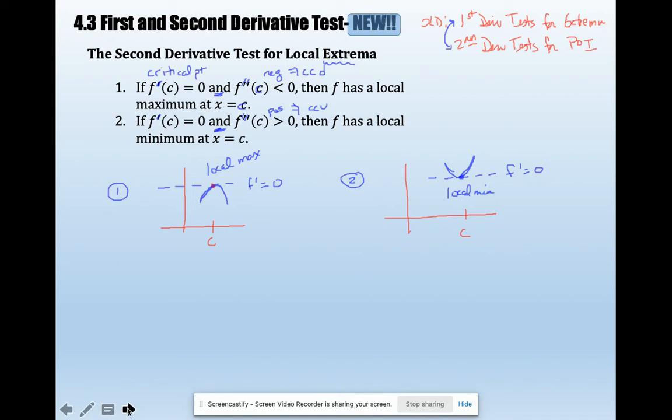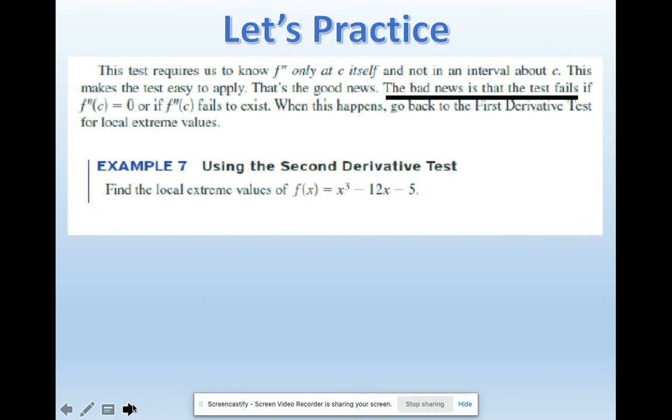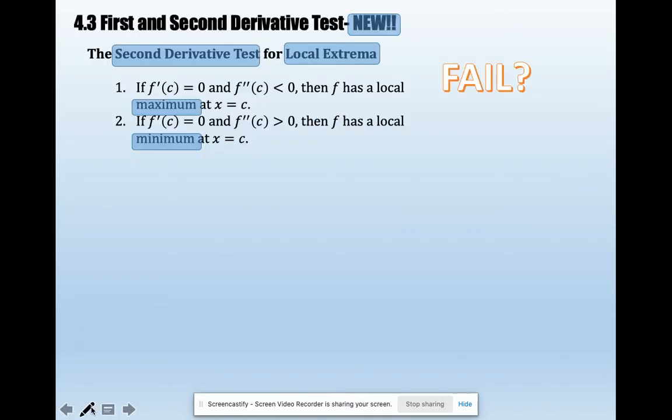Now, there's an issue. This test does fail. The second derivative test for local extrema does fail if the second derivative also equals 0. Sorry, I didn't mean to flip that soon. If f double prime also equals 0, or if f double prime does not exist.